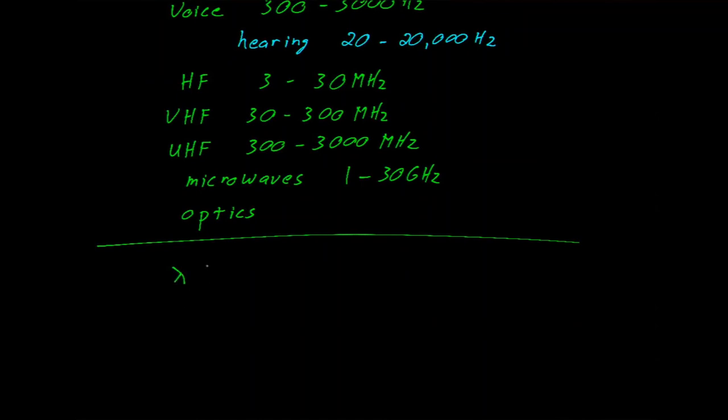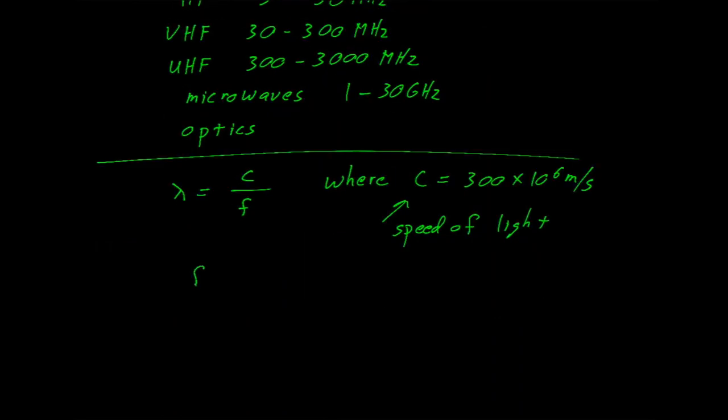Lambda, which is the wavelength, is equal to the speed of light over the frequency, where C is equal to 300 times 10 to the 6th meters per second. Again, C is the speed of light. Knowing that frequency is 1 over time, and of course time is equal to 1 over frequency, we can rewrite our wavelength equation as the speed of light times the period of the waveform.